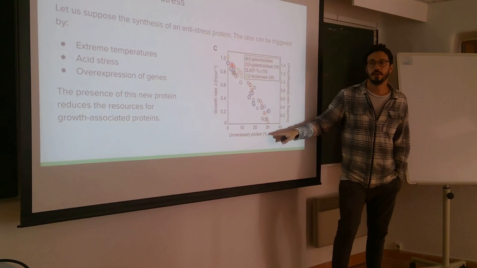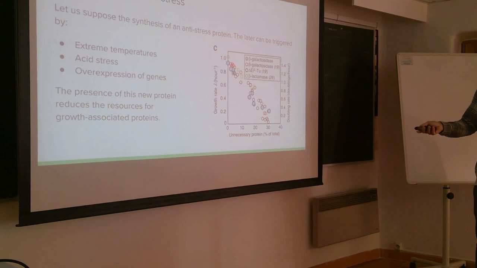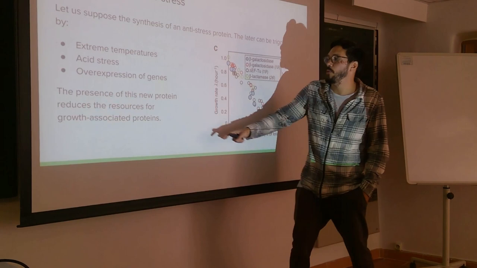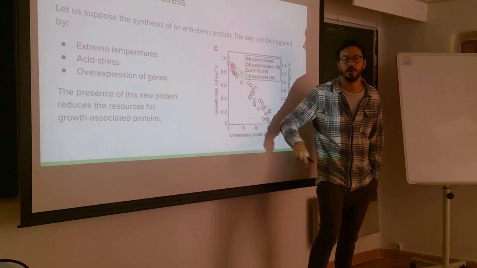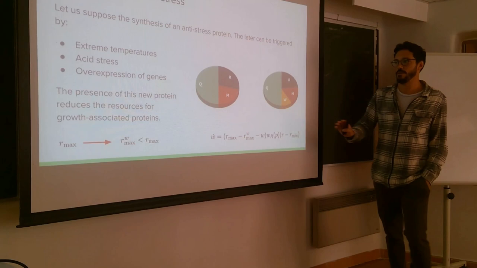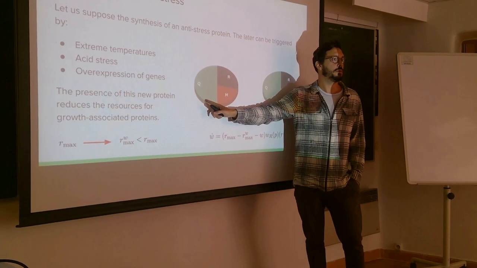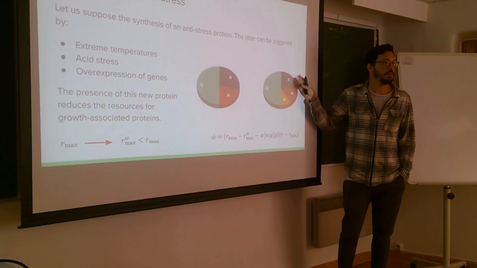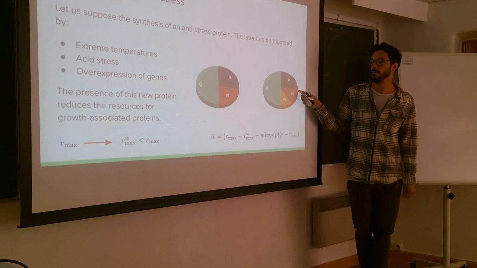So what kind of situations can produce this? We'll have, for example, extreme temperatures, acid stress, or overexpression of genes, which is this case. And so the idea is that the presence of this new protein reduces the resources for growth rate associated proteins. So for example, for ribosomes or for enzymes. Okay, this is the idea. We have almost 50% of the cell occupied by these housekeeping proteins. We have ribosomes, we have enzymes. And at some point, there is a new protein being synthesized that takes a part of the useful proteins of the cell. Let us call it like that.